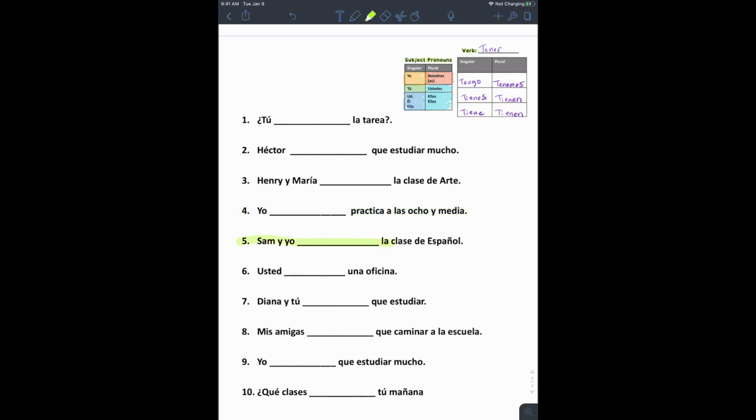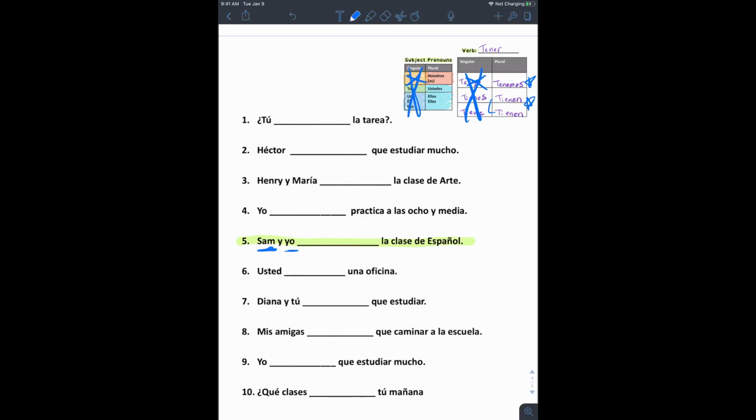Number 5, Sam y yo blank la clase español. Sam and I have Spanish class. Oh, okay, so we do have yo, but we can't just select tengo. No. We can't just select that. Why? Because there's another person, Sam and I, which means we eliminate all of the singular options, leaves us with either tenemos or tienen. Remember, these two are the same right here.